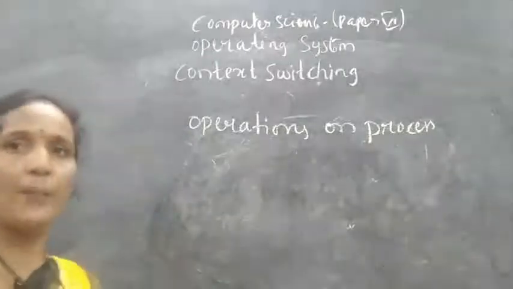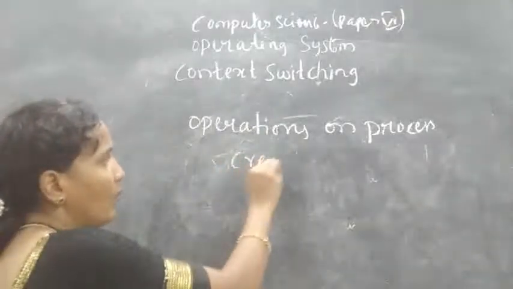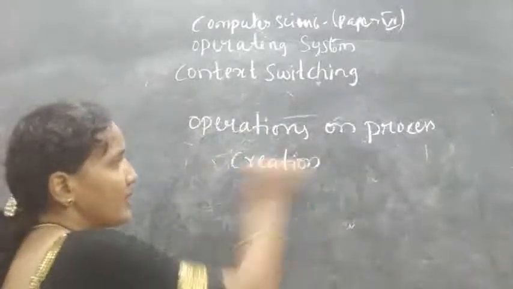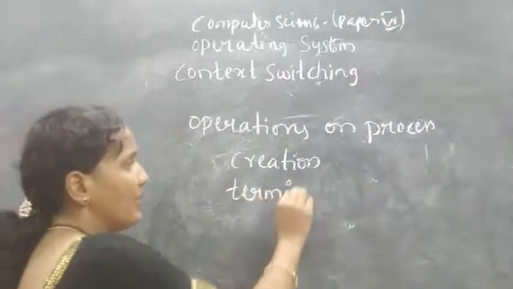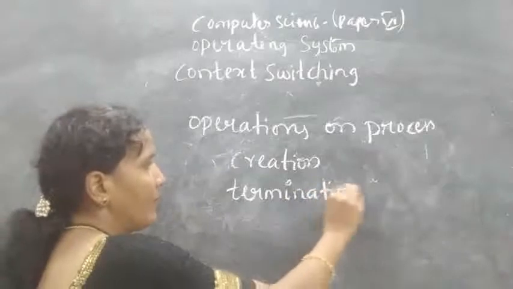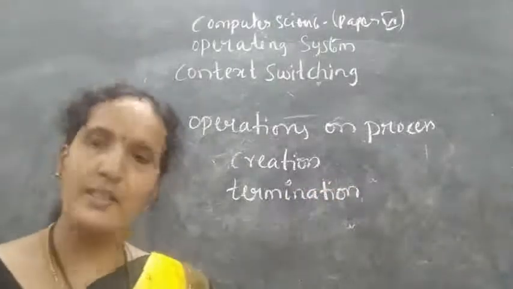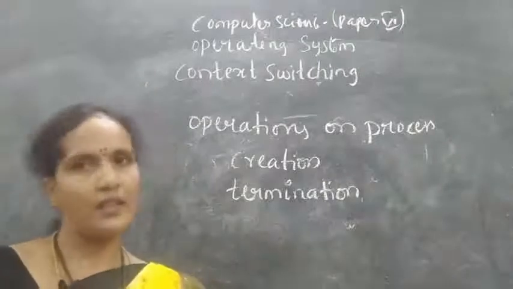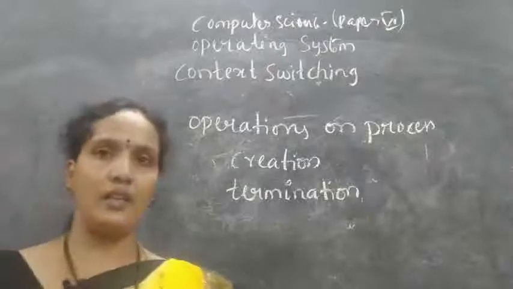Here, the operating system will perform two operations. One is process creation and the second one is process termination. What is the first one? Process creation, and the second one is process termination. Clear? Here, what is process creation?